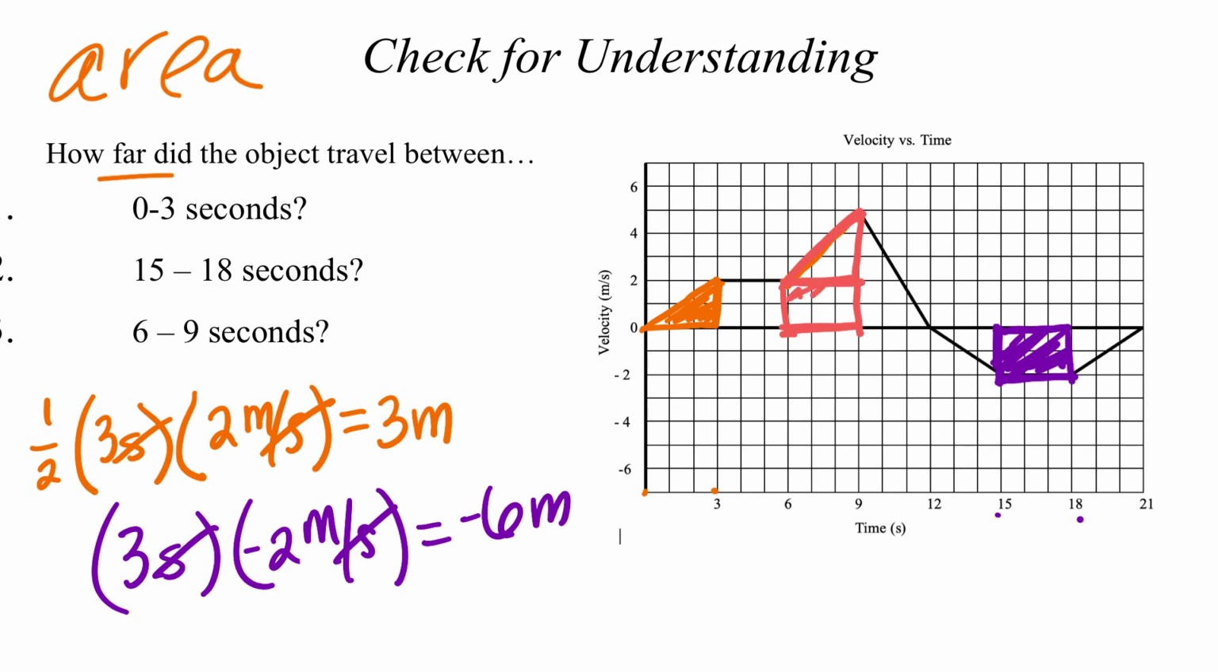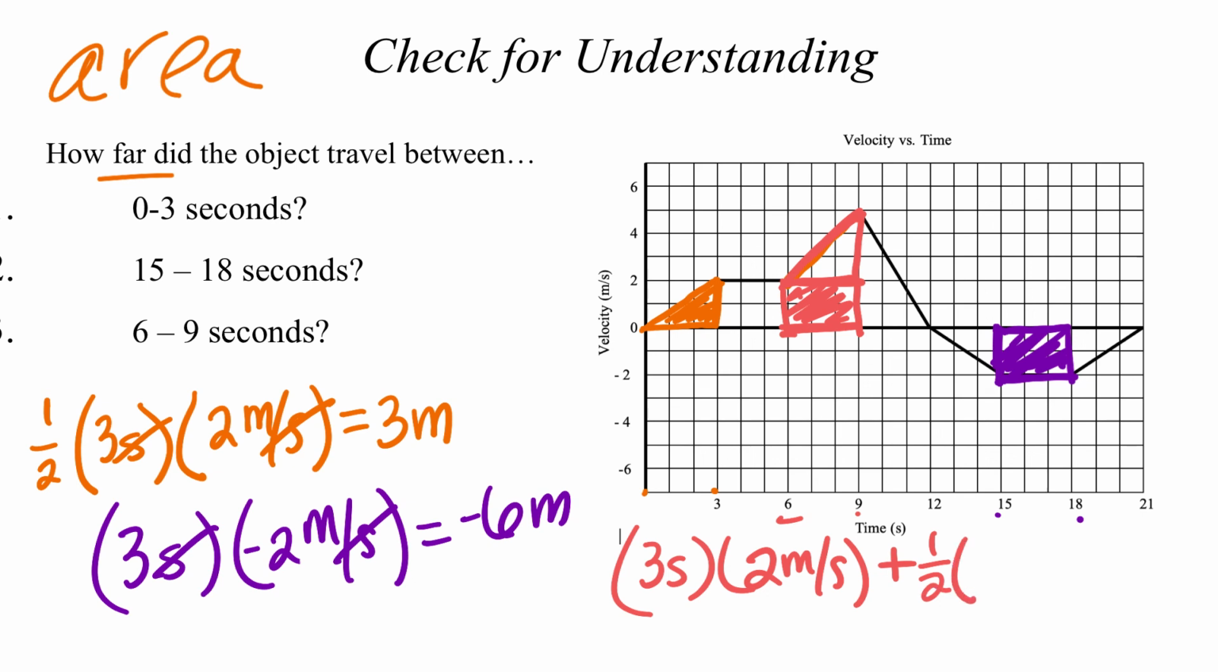So for the box part of this, you have a width of 3 because it goes from 6 to 9. So 3 seconds, and then times the height of that box is 2 meters per second. And then I'm going to add the triangle, so 1/2 times its width is also 3 seconds. And its height starts at 2 and ends at 5, so it has a height of 3 meters per second. Right? You're not doing the height from the bottom, you're doing from the height where the triangle starts, which starts at 2, and this triangle ends at 5. So that's where I got that 3 from.